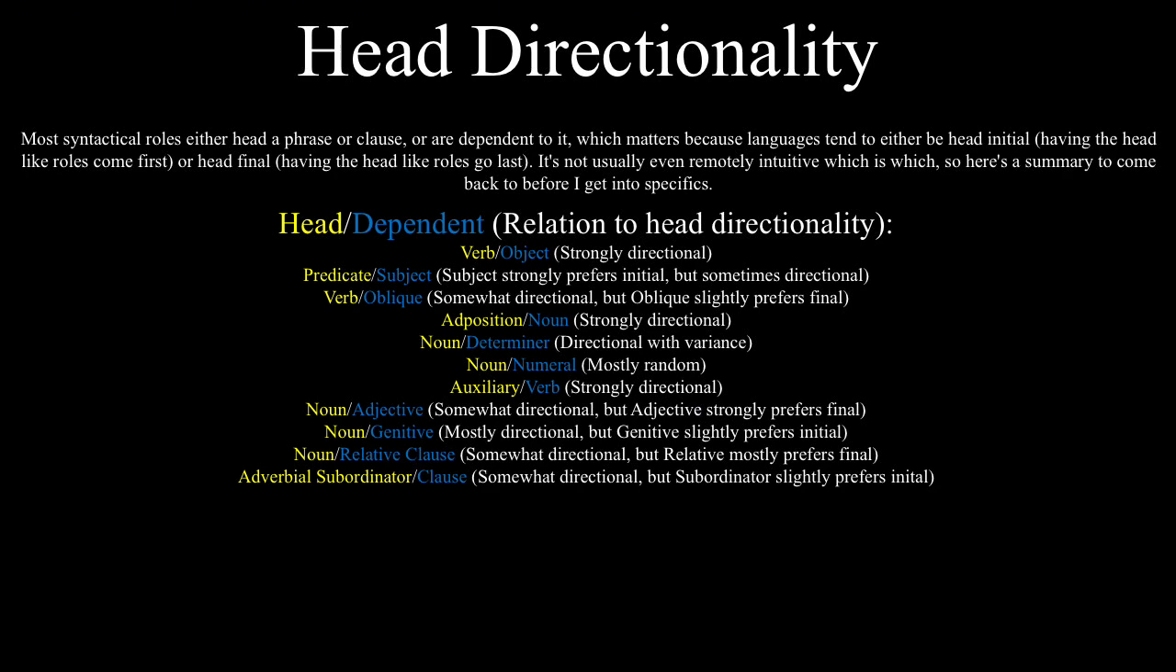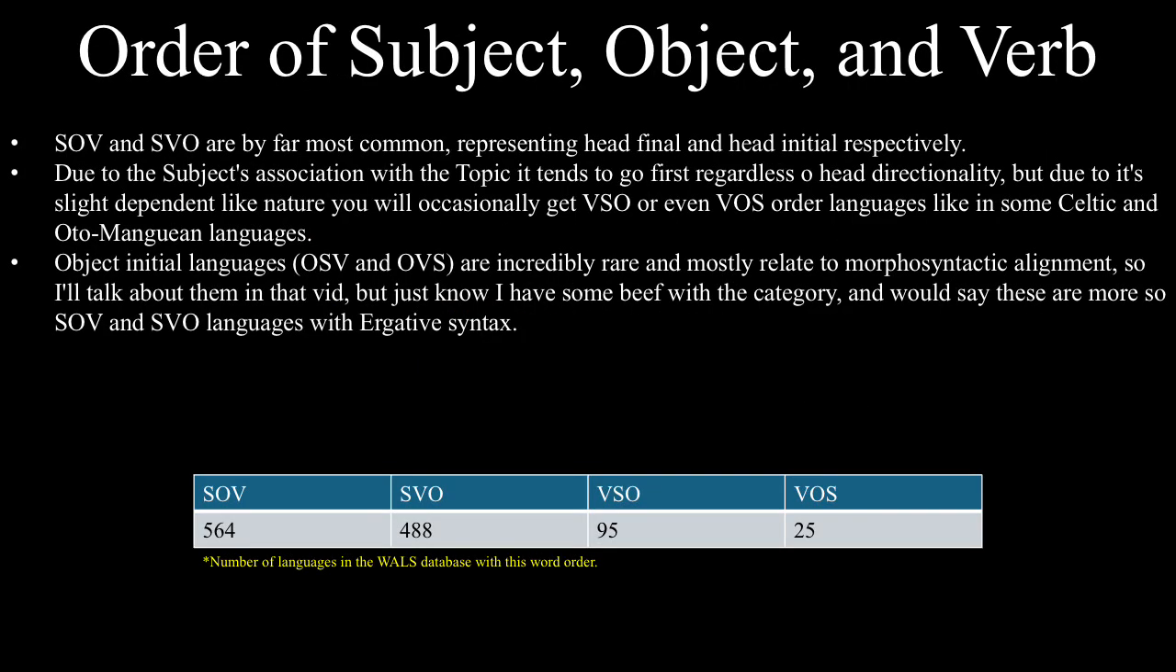So as I go through each of these phrases, I will go over which part is more head-like and which is more dependent-like, and show the relation between the situation I'm describing and the situation of verb-object order, which is one of the most solidly head-directional systems, with the verb being the head and the object being the dependent. So let's begin with the most broad strokes word order, the order of subject, object, and verb. By far, the two most common word orders are SOV for head-final languages and SVO for head-initial.